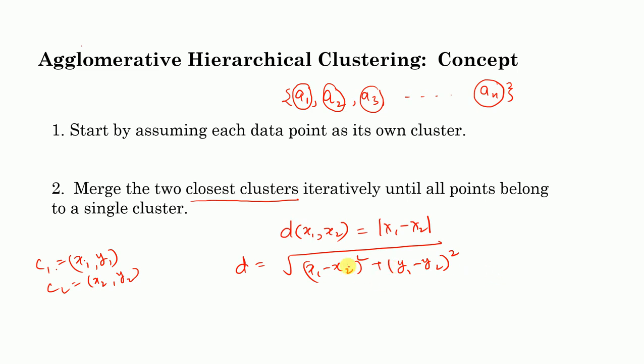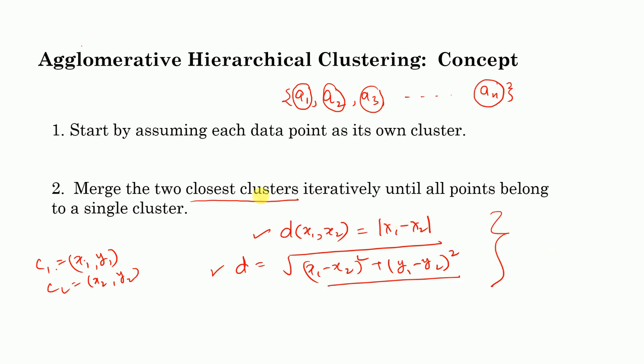Other distances are also there, like Manhattan distance, and other distance functions. These can also be utilized. Here I am going to use Euclidean distance. This is for one dimension, this is for two dimensions, and for more than two you can extend this formula, just like adding (z1 minus z2) squared and so on.